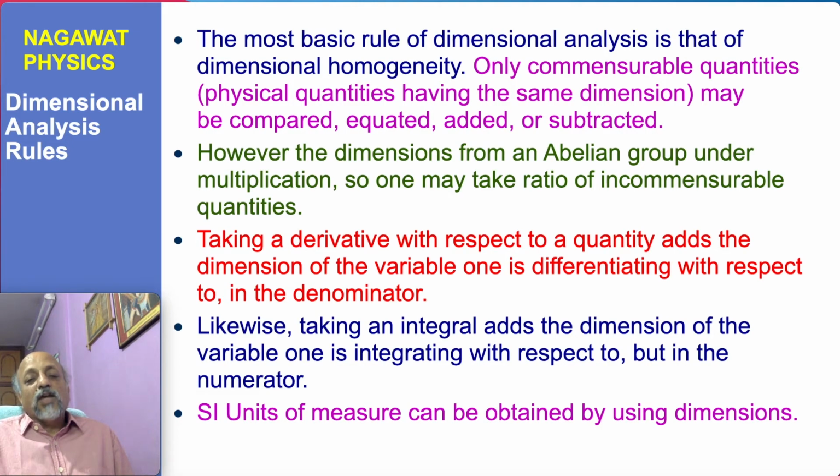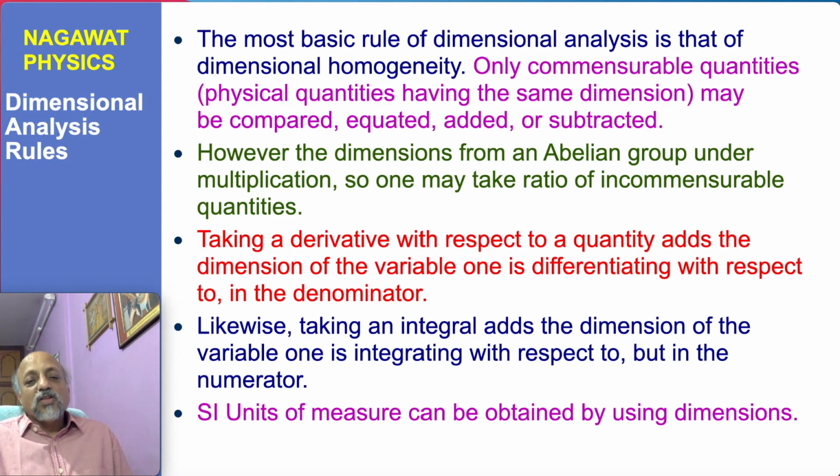Likewise, taking an integral adds the dimension of the variable one is integrating with respect to in the numerator. For example, integration of acceleration with respect to time will give you the velocity. The dimension of acceleration is LT raised to power minus 2, and so when you multiply it by T, you get the dimension of velocity, which is LT minus 1. The units of derived quantities are derived on the basis of the units of base quantities using the SI unit system.